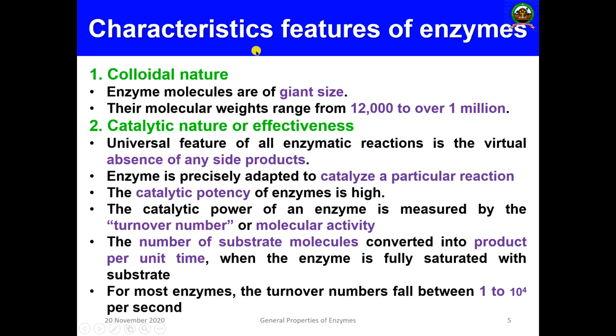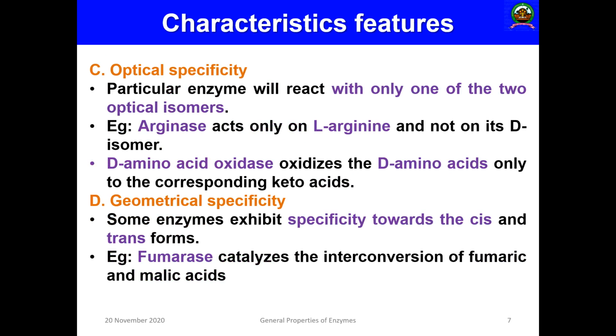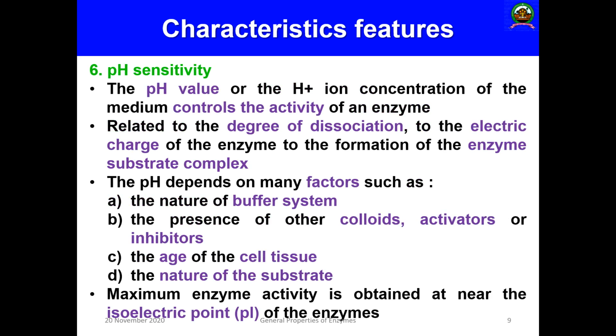So we have discussed the main characteristic features: the colloidal nature, the catalytic power or effectiveness of the enzymes, the specificity of the enzymes such as absolute specificity, group specificity, optical specificity, geometric specificity, then the thermolability or heat sensitivity, then the reversibility of the reaction. Next one is the hydrogen ion concentration sensitivity or pH sensitivity. So these are the major characteristic features of the biological catalyst or enzymes.